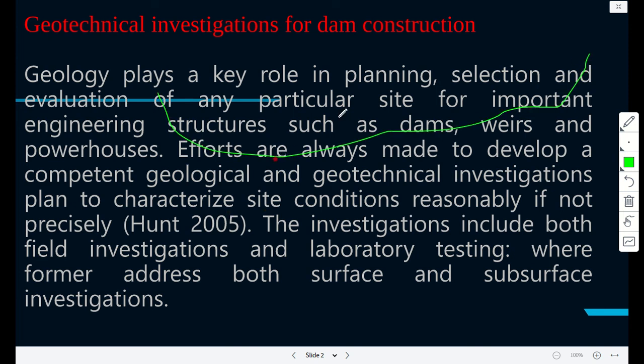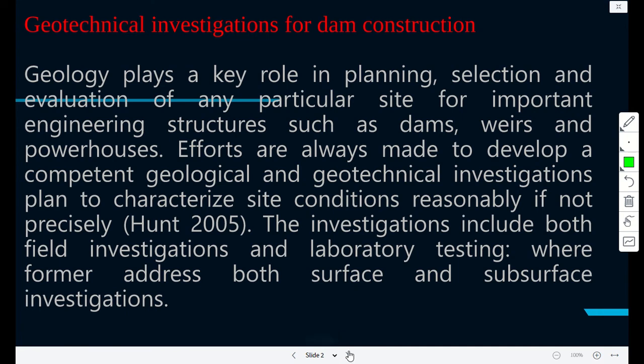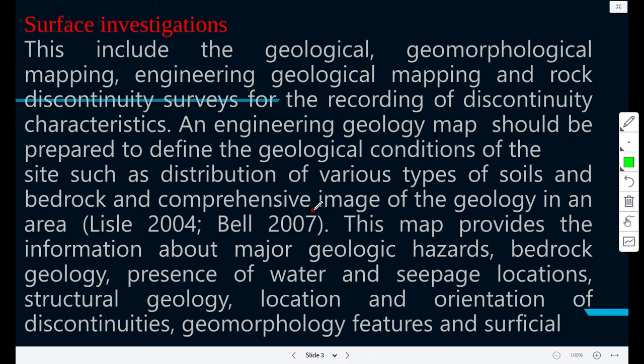So basically what we're saying, on the surface, if this is your terrain, then here on the surface you do geological investigations, and inside now you take samples. So the surface investigation includes geotechnical, geomorphological mapping, engineering geological mapping, and rock discontinuity surveys for the recording of discontinuity characteristics.